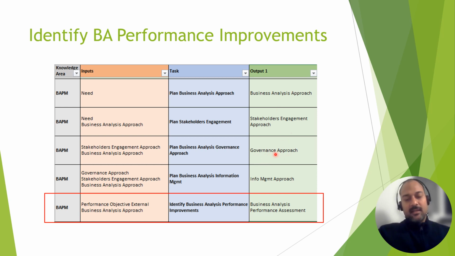And then all three outputs of the first three activities act as inputs for our fourth activity, which is plan business analysis information management, and we get the information management approach here. Now the final activity in this knowledge area is identify business analysis performance improvement. The input is performance objective, external, or business analysis approach. We'll talk about this. And the output we get is the business analysis performance assessment.